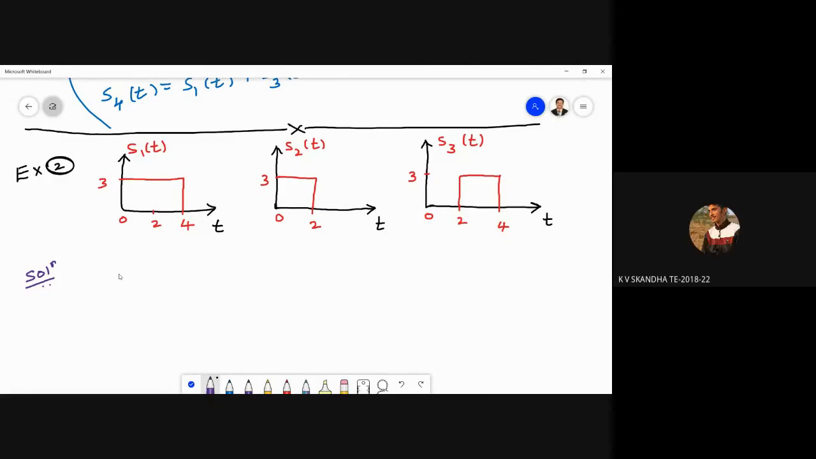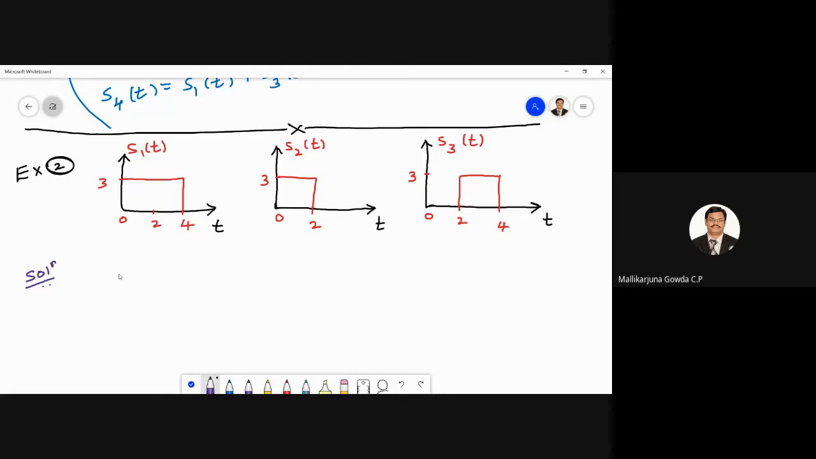Yes, sir. S1 of t is equal to S2 of t plus S3 of t, sir. Yeah, see, S1 of t is equal to S2 of t plus S3 of t, right? So by adding S2 of t and S3 of t, I can obtain S1 of t. What I mean to say is, these three signals are not linearly independent. So some signals depend on another signal, right? That is the first thing we have observed.